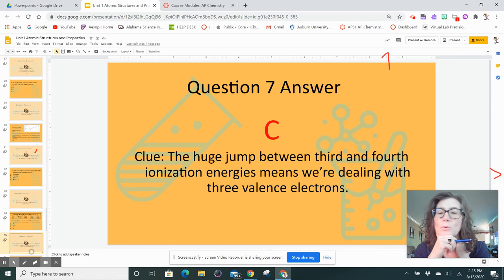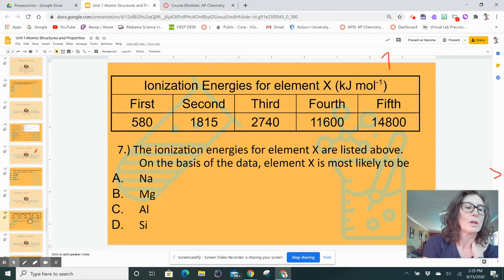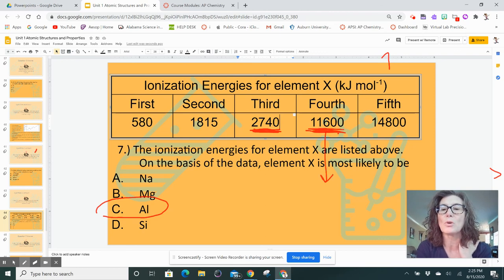Let's go back and look at our table. There's a big jump between the third and fourth. If we look at the numbers, it jumps here, but it jumps much bigger here. So there's a huge jump between the third and fourth, which lets me believe that C is the element, because there's such a big jump between taking off that third electron and taking off that fourth electron, meaning this is a core electron.